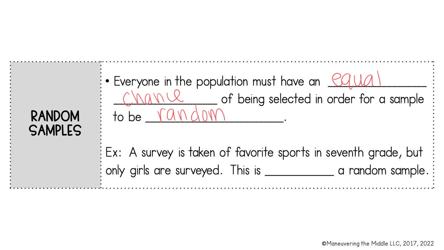So here's an example. A survey is taken of favorite sports in 7th grade, but only the girls are surveyed. So this is not a random sample, because in that whole population of 7th grade, if you just survey the girls, the boys did not have an equal chance of being in that random sample. So it is not a random sample.